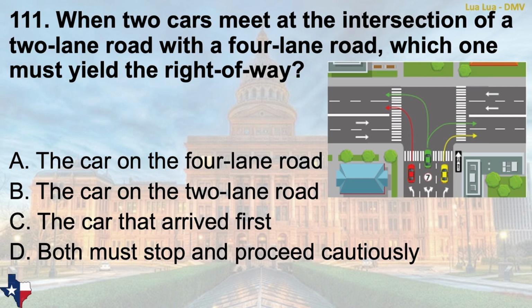A. The car on the four-lane road. B. The car on the two-lane road. C. The car that arrived first. D. Both must stop and proceed cautiously. The correct answer is B. The car on the two-lane road.